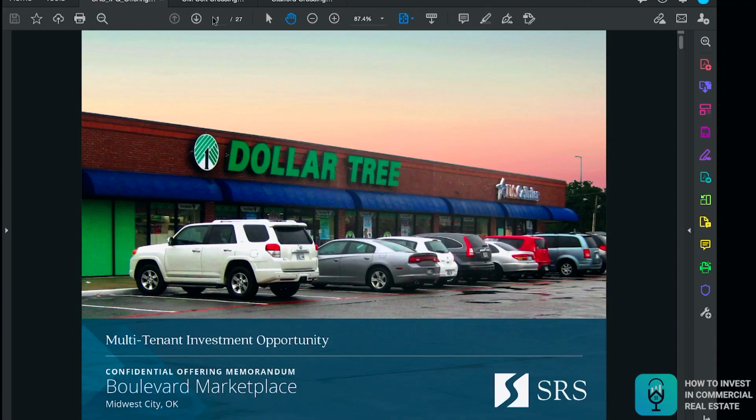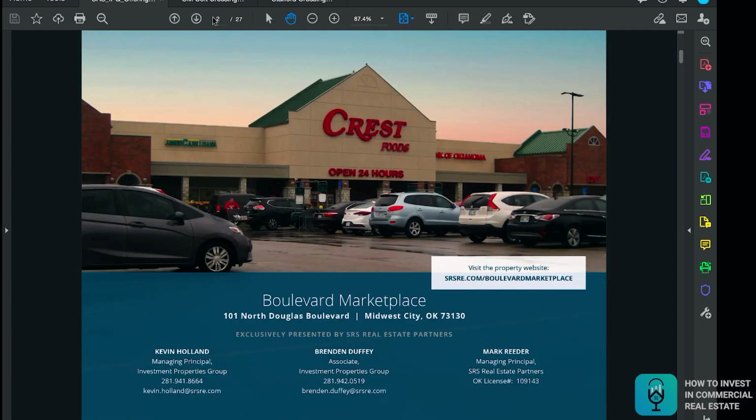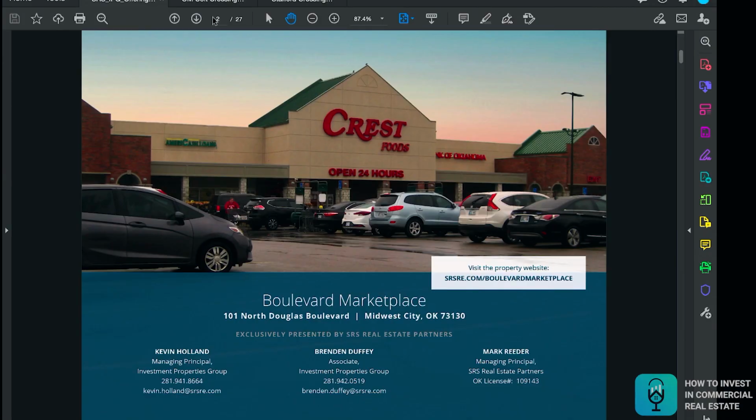Yeah, jump to the first one. Okay, I'm going to look at this first one here. Haven't seen it before. Multi-tenant retail. Looks like it's in Midwest City. Okay, Midwest City, Oklahoma. And if you're watching on YouTube, you should be able to look at what I'm looking at. It's got a grocery store. Is that a shadow anchor?